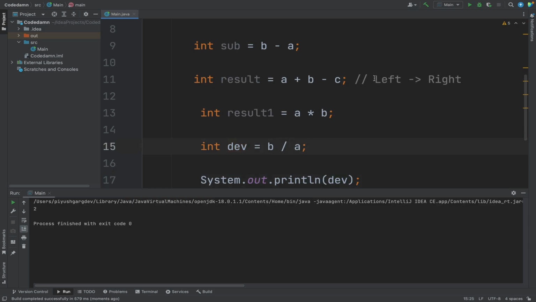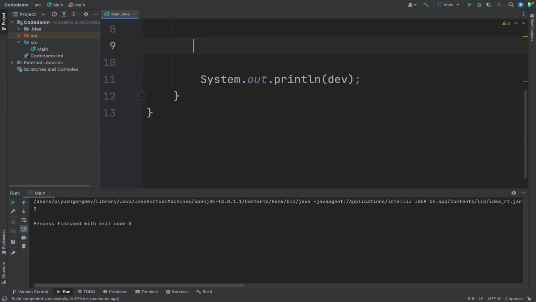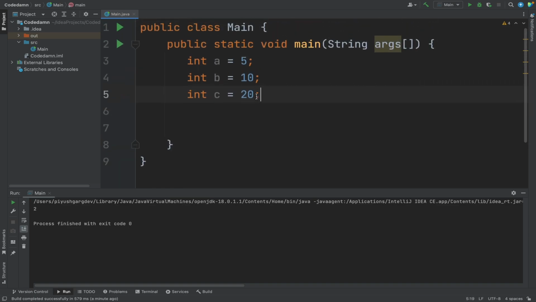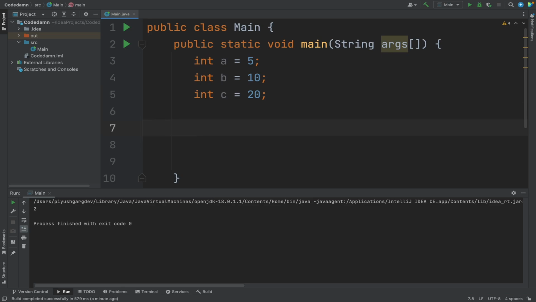Okay, I told you that the arithmetic operators always work left to right. This statement is partially true, it is not fully true. Now I want you to pay attention here. Let's remove these variables. These basic operators we know, plus, minus, divide, no doubt in that. Now there is something known as order of precedence in operators.